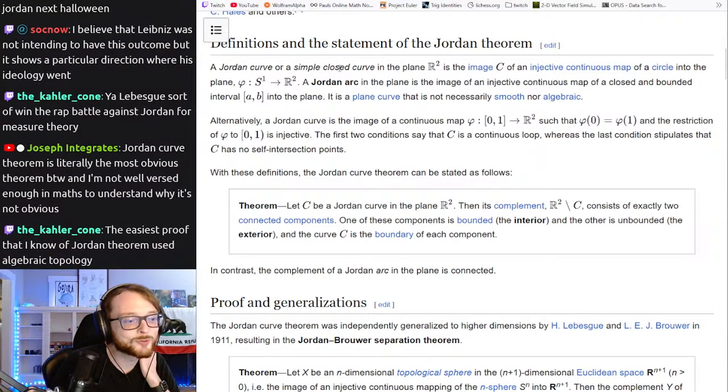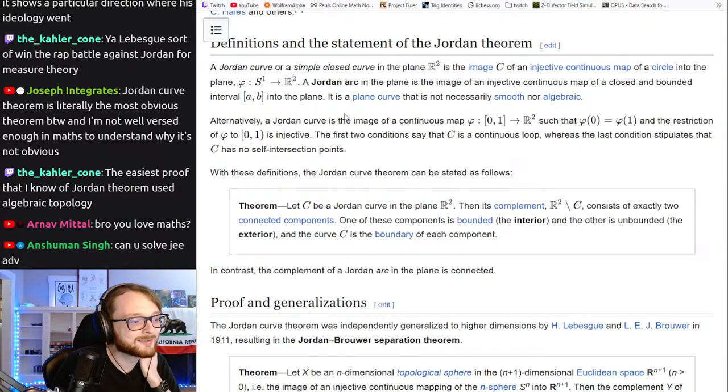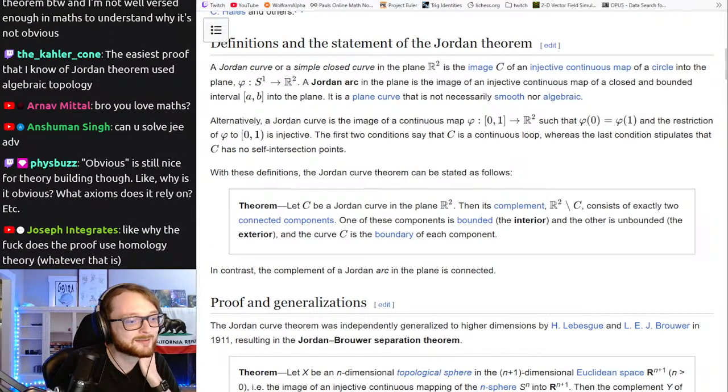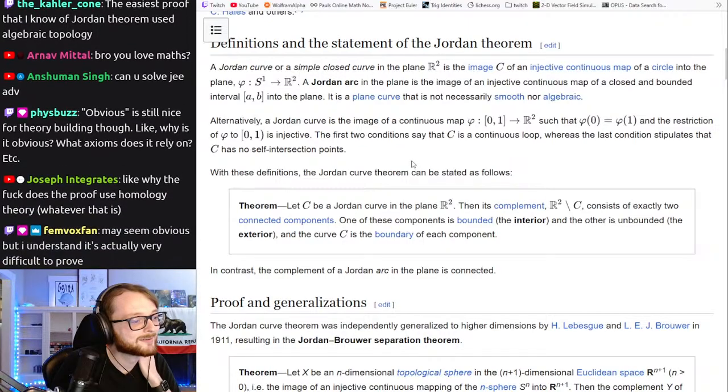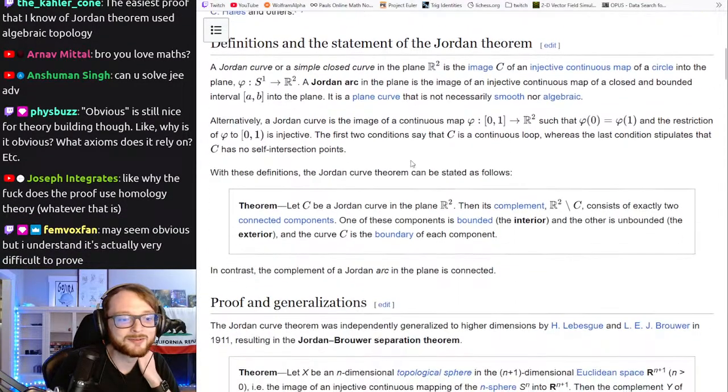Theses provide no Jordan theorem use algebraic topology. Okay. Yeah, Arnav. Anshuman, no, I can't. Sorry. Yeah, I don't know what homology theory is either.